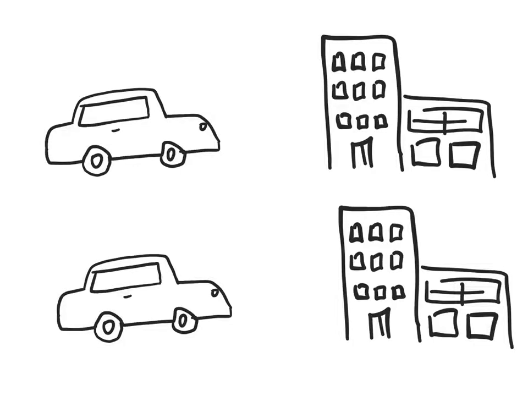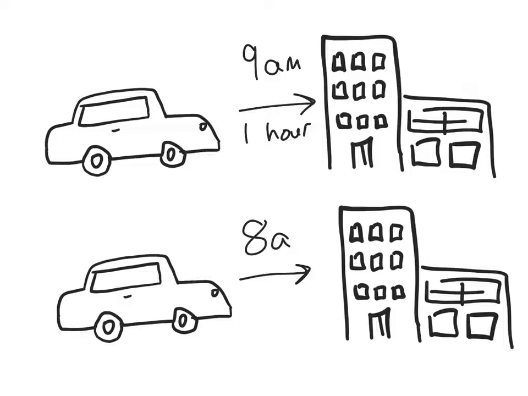So let's say on Monday you are driving to work at 9 a.m. And at 9 a.m., your commute takes you about 1 hour to get to work. And on Tuesday, you want to get there a little bit earlier so that you can leave earlier so you can go to the gym. So let's say that you leave at 8 a.m. and this time your commute only takes you half an hour.